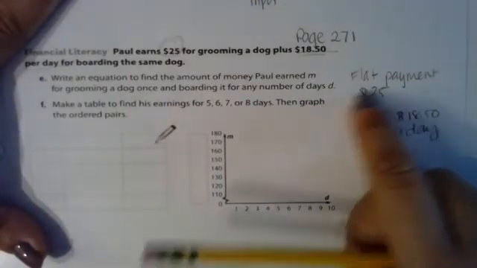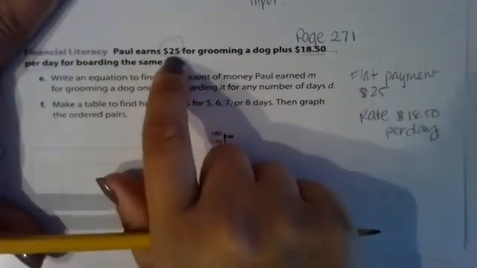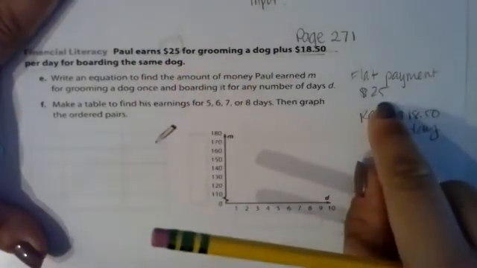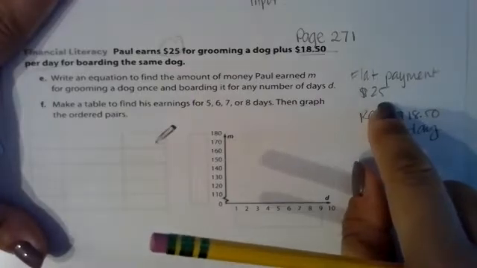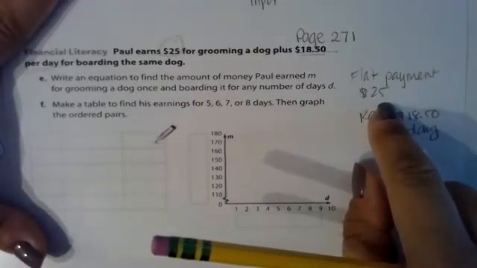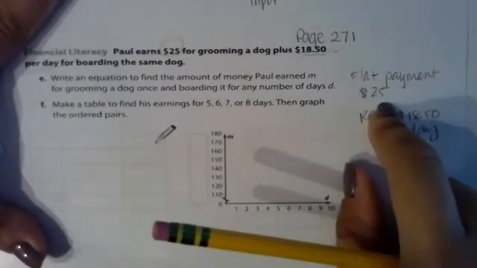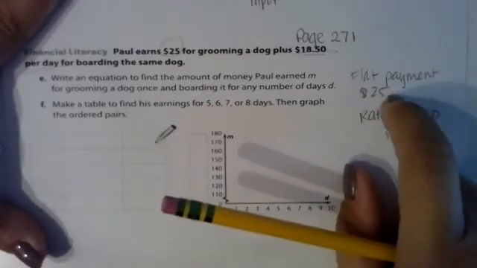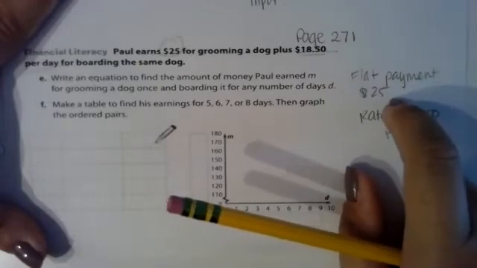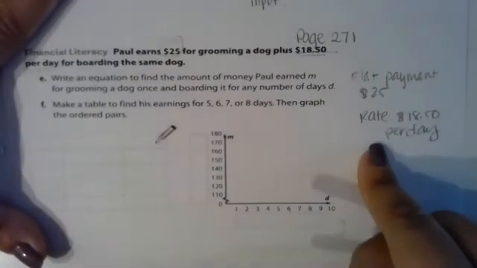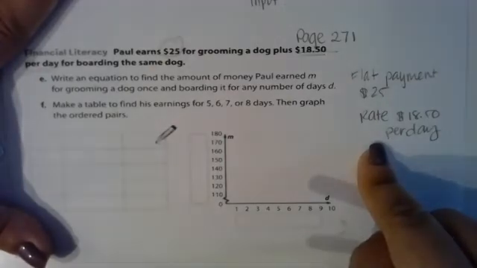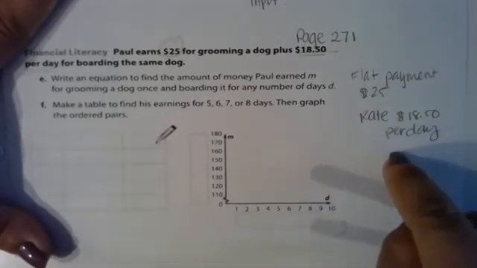When we go back to the flat payment of $25, it says Paul earns $25 for grooming. So grooming a dog means like you're giving the dog a shampoo and a haircut, okay? And obviously, you're only going to shampoo and haircut the dog once, right? You don't shampoo and haircut the dog multiple times. So this is why it's a flat payment, because you're only grooming the dog one time. And then the $18.50 per day is the rate for how much we charge for the dog to stay overnight.